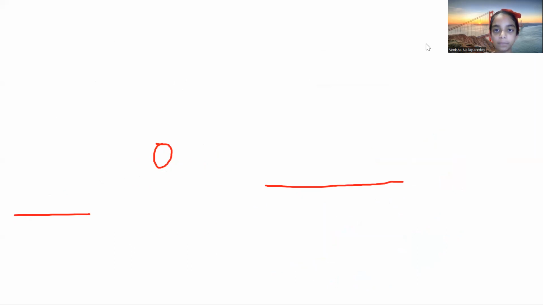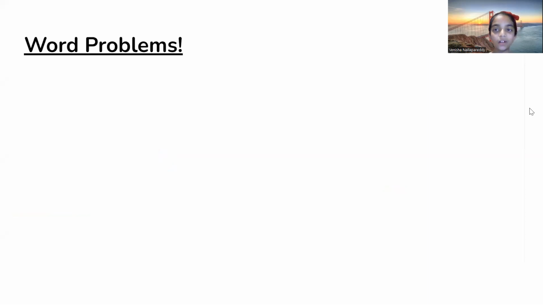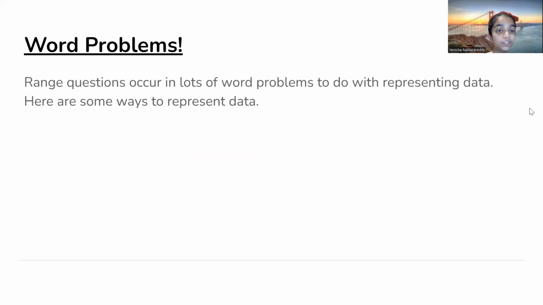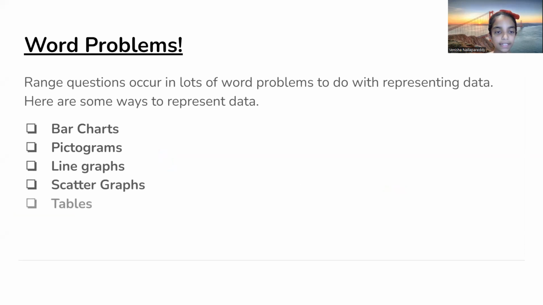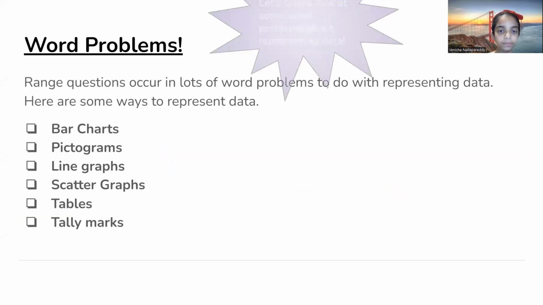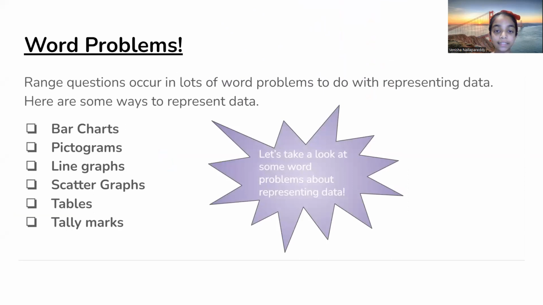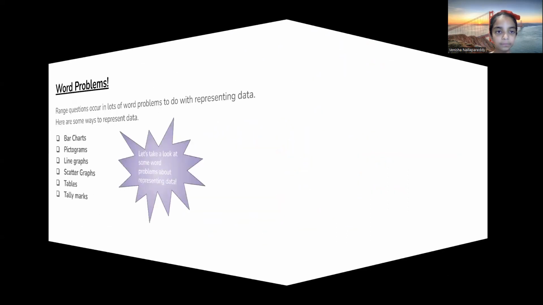So let me just rub out all of this. So we're going to have a look at lots of word problems because range questions occur in lots of word problems to do with representing data and statistics. So here are some ways to represent data. So we have bar charts, pictograms, which are my favorite, line graphs, scatter graphs, tables, and tally marks. I think tally marks is probably the easiest, but that's just my opinion. So let's take a look at some word problems about representing data.